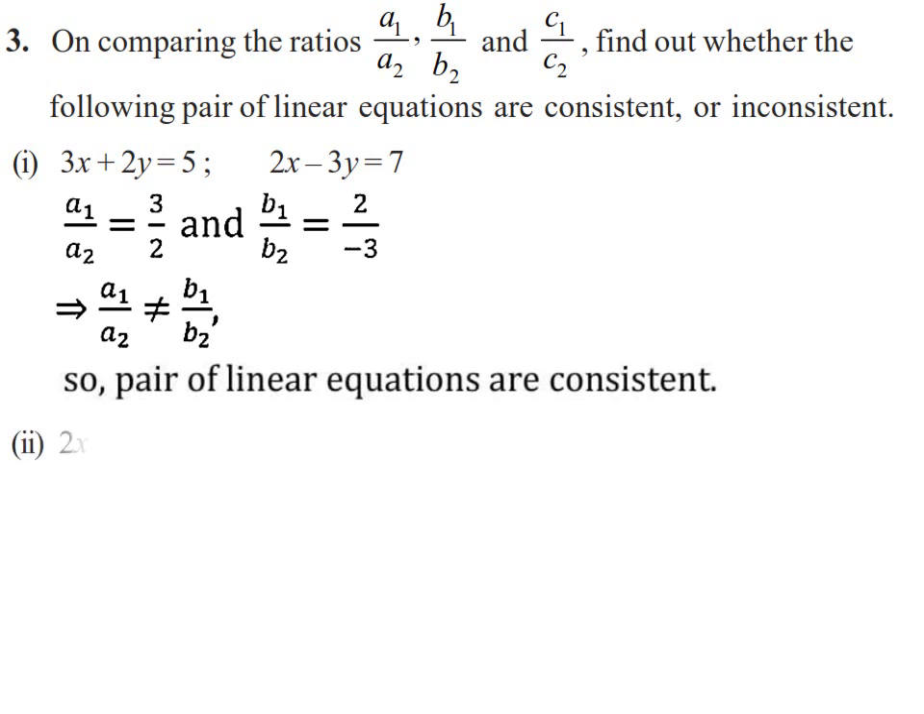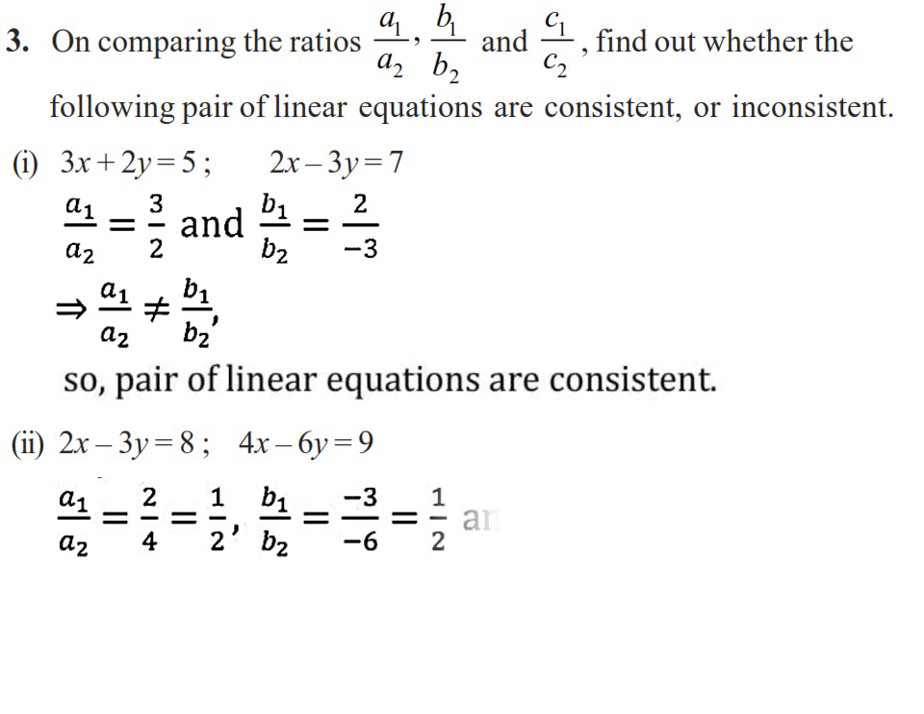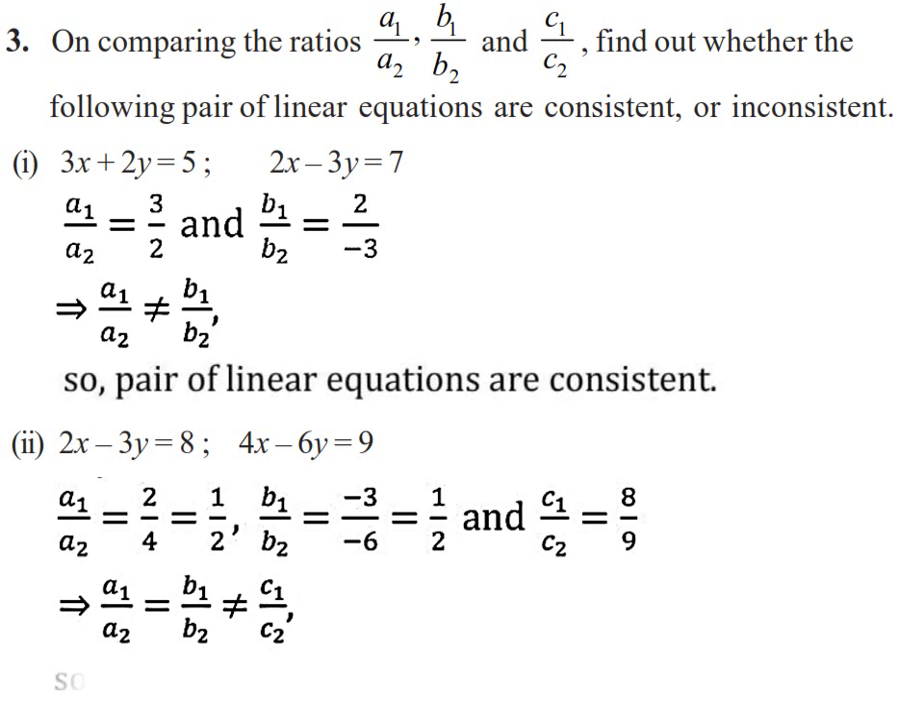So we can say the pair of linear equations are consistent. Now the second one, 2x minus 3y equals 8, and 4x minus 6y equals 9. Now again A1 by A2 will be 2 by 4, which equals 1 by 2. B1 by B2 equals minus 3 by minus 6, again 1 by 2. And C1 by C2 will be 8 by 9. So A1 by A2 equals B1 by B2, but is not equal to C1 by C2. So we get parallel lines, and if the lines are parallel, there are no solutions. So we can say the pair of linear equations are inconsistent.